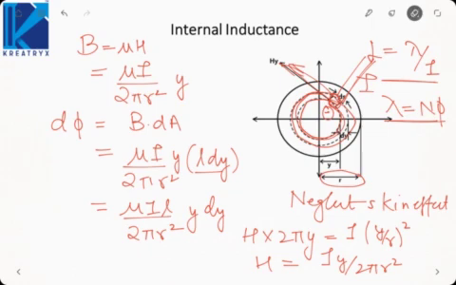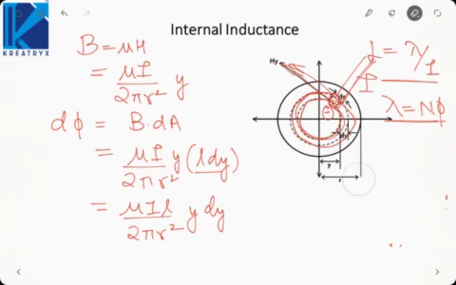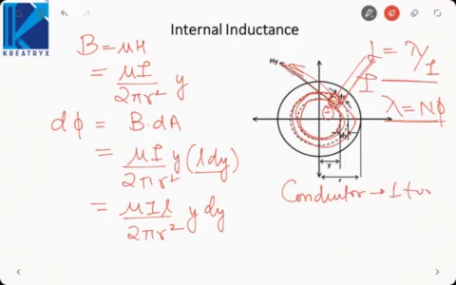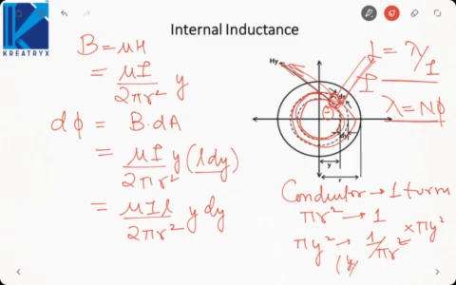Now to determine the flux linkage, we need the number of turns. But since here is a single conductor, there is no concept of number of turns. So how to determine flux linkage? I will say the entire conductor corresponds to one turn. That means pi r square radius corresponds to one turn. Then pi y square will correspond to 1 by pi r square into pi y square. That is y by r whole square. Since this is fractional number of turns, it is totally hypothetical.